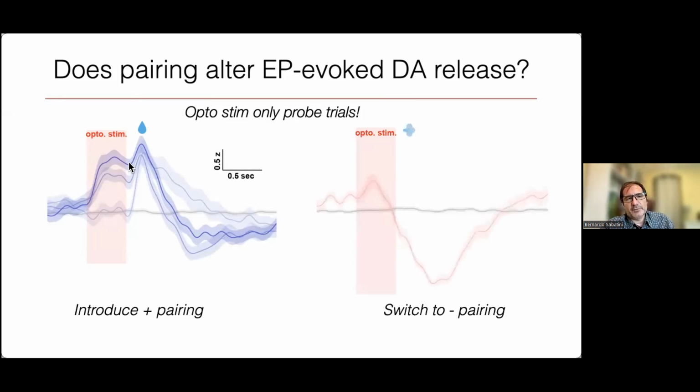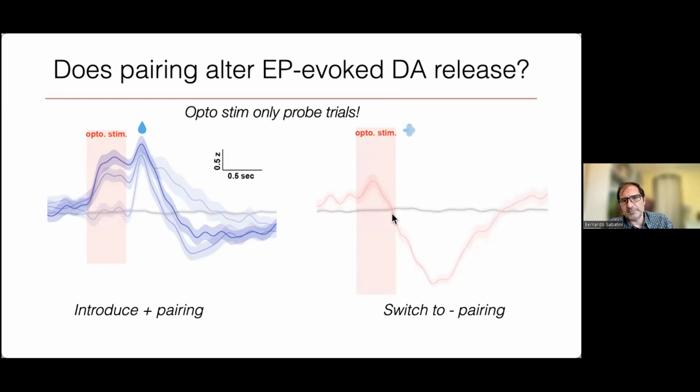Now, what happens when we switch from the positive pairing session to the negative pairing session? Well, here's the first 10 trials right after doing that switch. And what you can see is that there's some residual positive-going dopamine release in the accumbens to the optogenetic stimulation. Of course, this was previously paired with something good and now something bad.